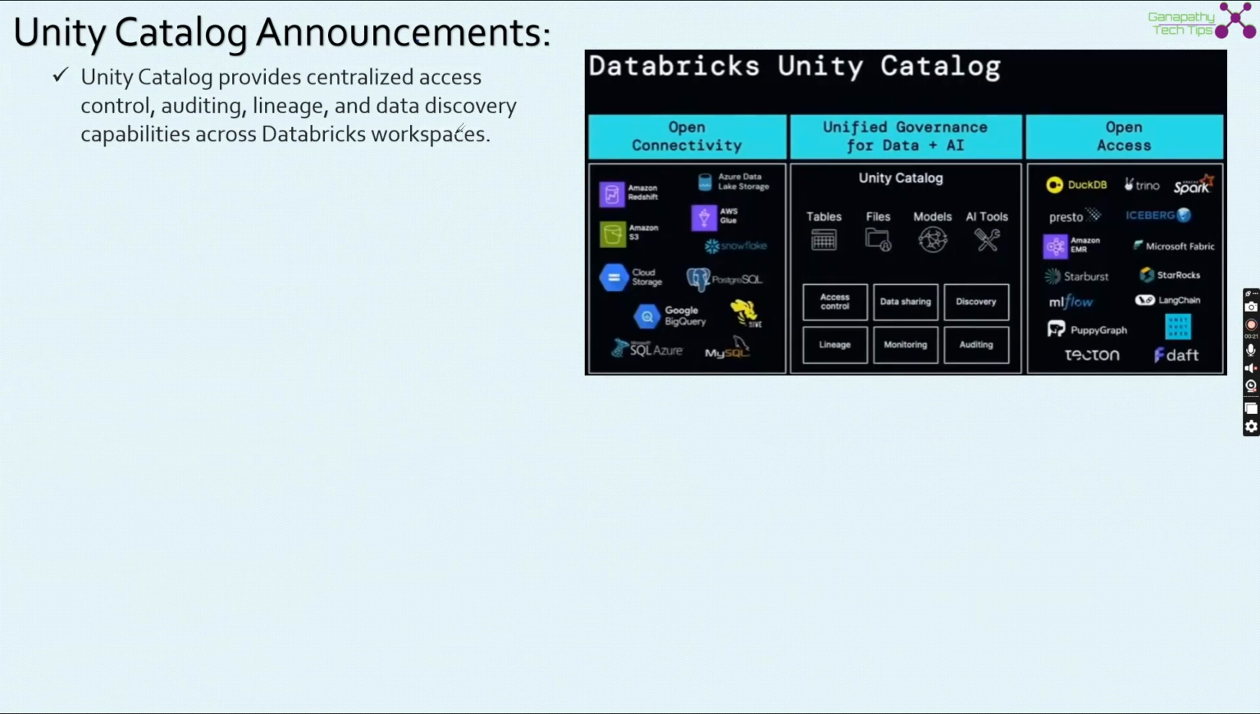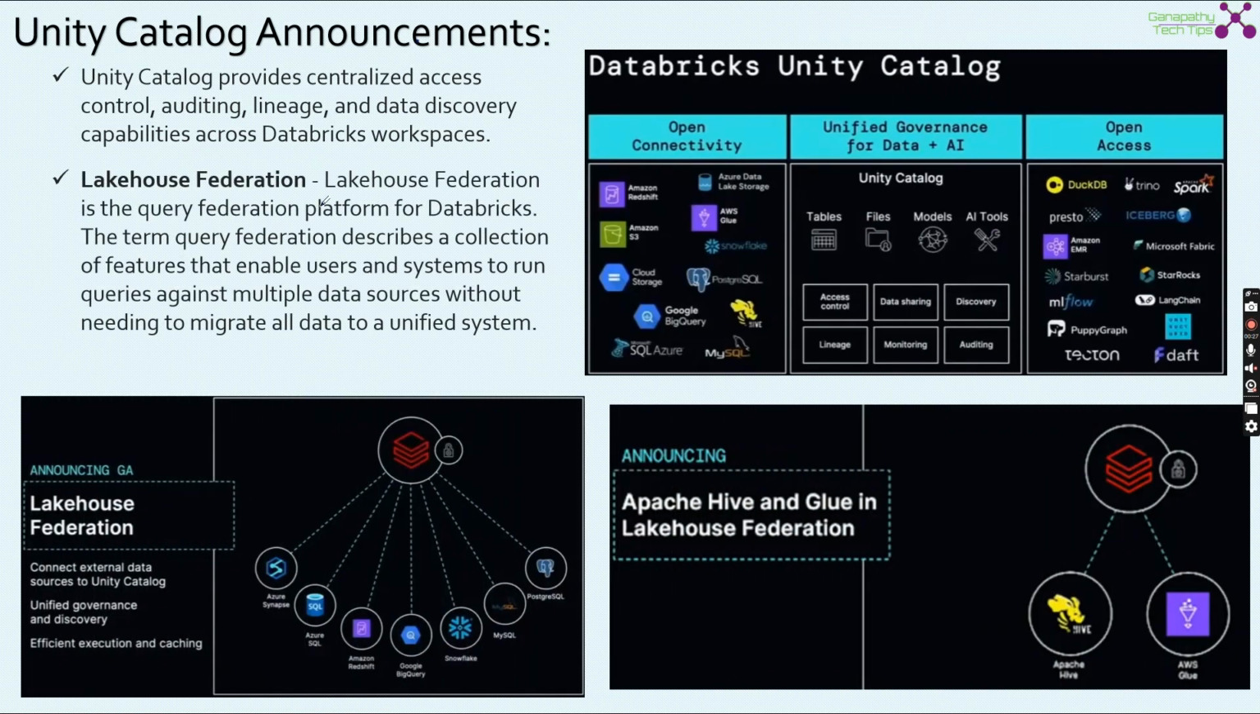Next, we are going to discuss the announcements from the Unity Catalog perspective. Please try to understand, we already discussed Unity Catalog. Unity Catalog got open sourced. Now we are going to discuss the key new features which are going to be added into Unity Catalog. First, Unity Catalog provides centralized access control, auditing, lineage, and data discovery capabilities across Databricks workspaces.